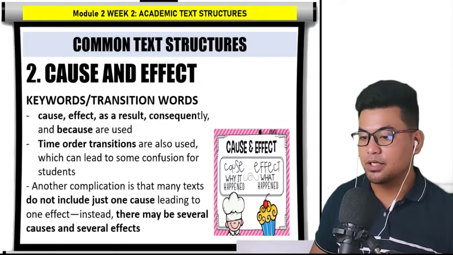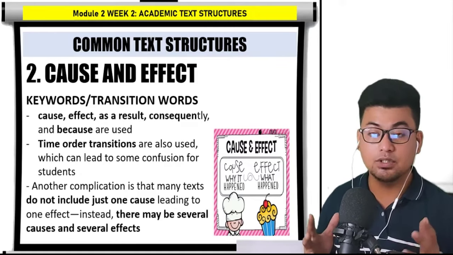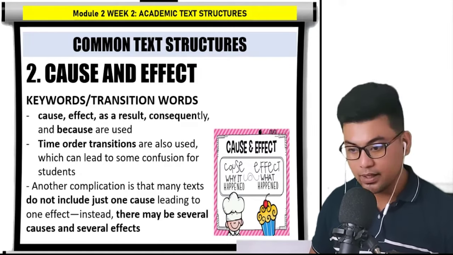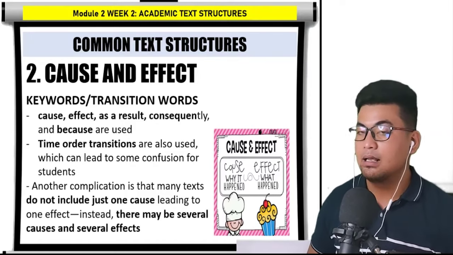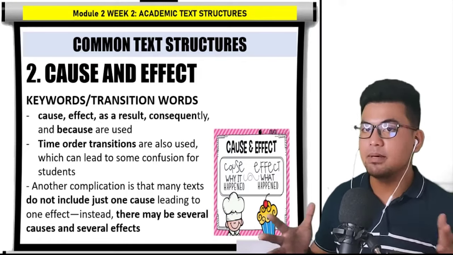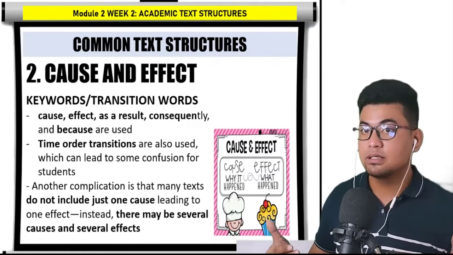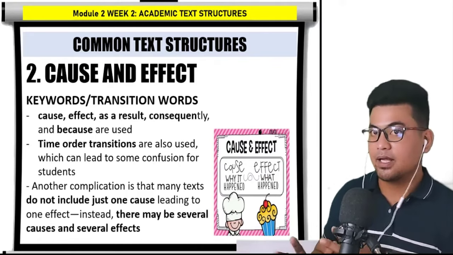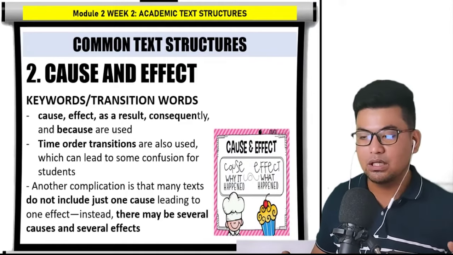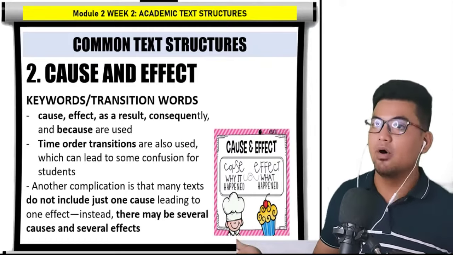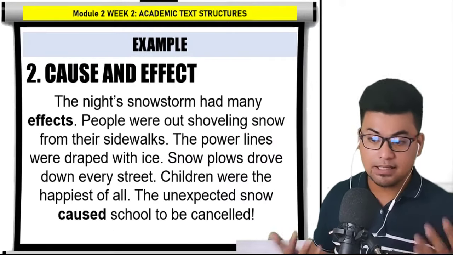And another complication is that many texts do not include just one cause leading to one effect. Instead, there may be several causes and several effects. Okay, it cannot be minimized into one. The cause can be causes, and the effect can be effects. All right, so we do not limit it to one. It can be more. Okay, now here's an example.